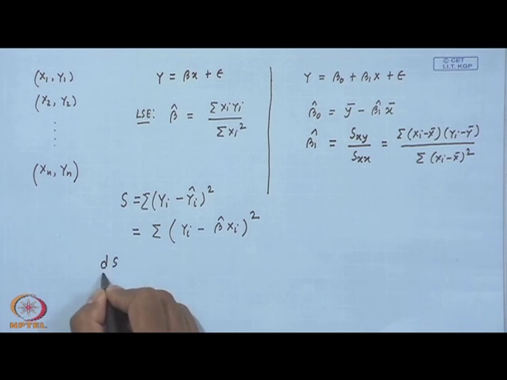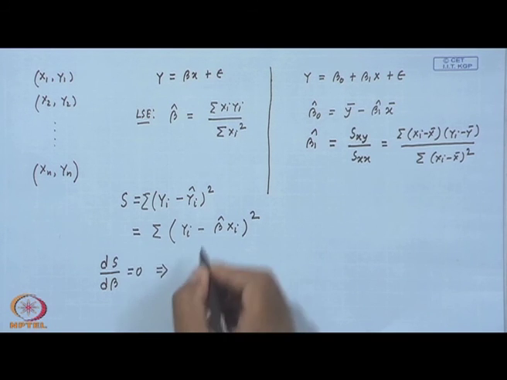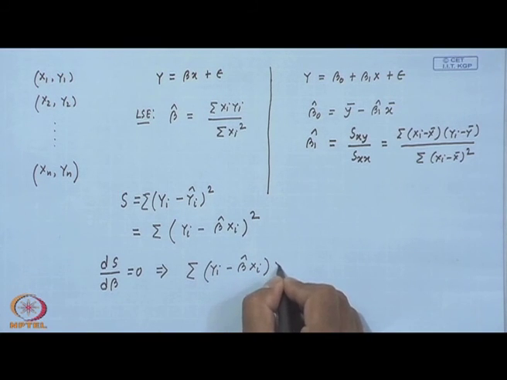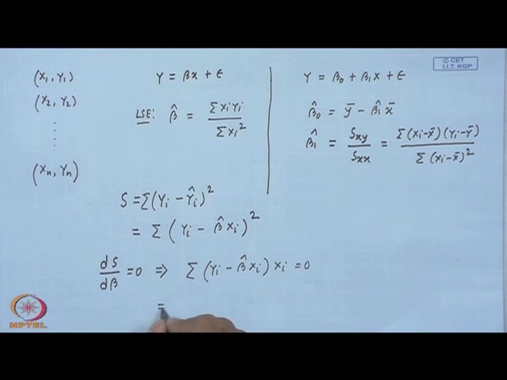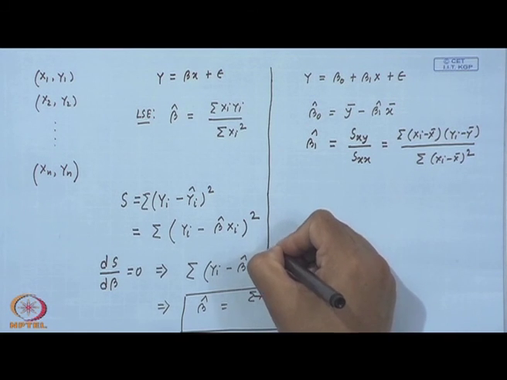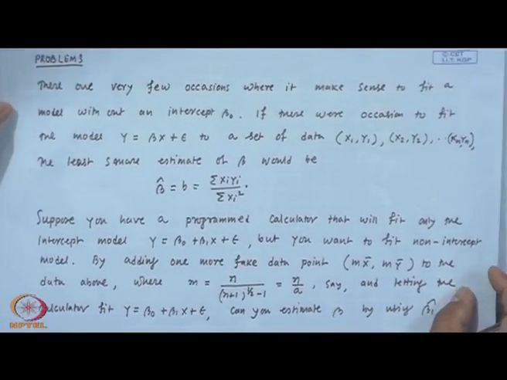So, you differentiate S with respect to beta and equate it to 0, which implies that summation y I minus beta hat x I into x I equals 0, which implies that beta hat is equal to summation x I y I by summation x I square. Okay, so we proved that the least square estimate for beta is this quantity. Now, the problem is that we want to find this beta using the program calculators we have. Let me see the question once more.